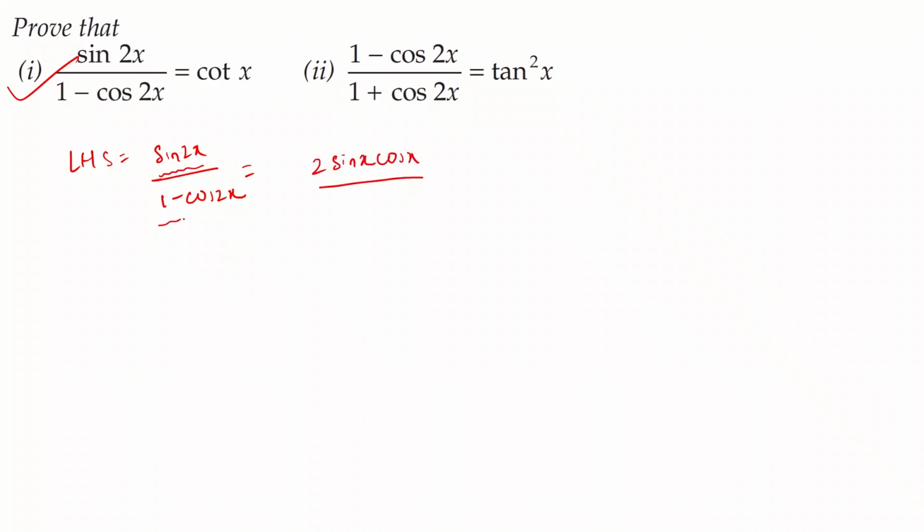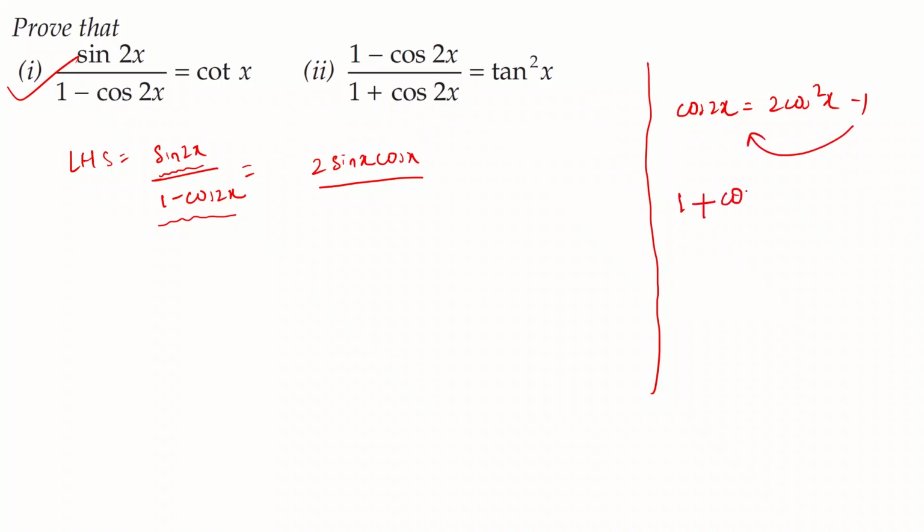Okay, now 1 minus cos 2x. Remember, this is a very important trick that you have to remember. 1 minus cos and 1 plus cos, they will always give you something simplified. So let me tell you what it will give you. Now we already know the formula for cos 2x, right? Cos 2x is 2 cos square x minus 1. This is one formula. There are actually 4 formulas. This is one of them. So what if you take this one over here? It will give you 1 plus cos 2x is equal to 2 cos square x.